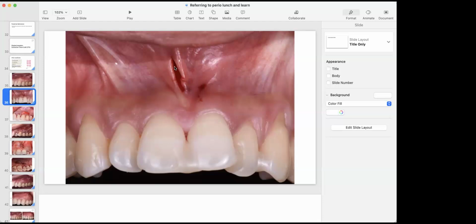So what I do here is I take an instrument through this access point and I'll loosen all the muscle tissue and all the papillas. I'll lift off the bone until all these areas are stretchy and can be advanced into where the original margins should have been in the first place with these teeth.